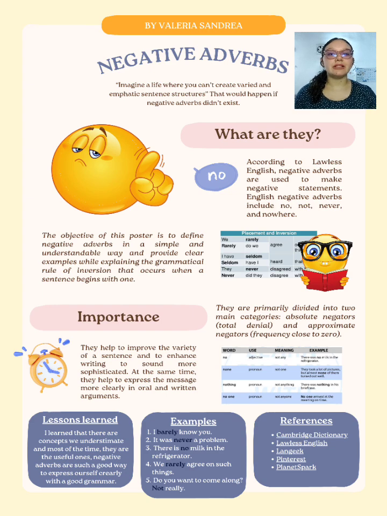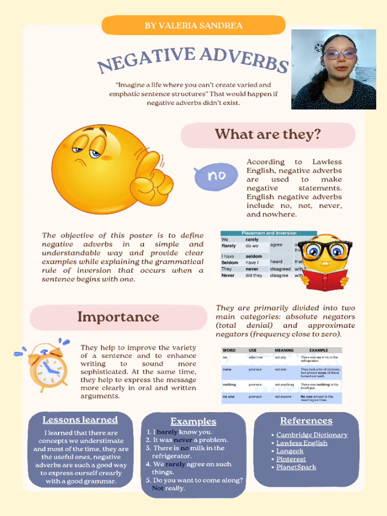They are primarily divided into two main categories: absolute negators, total denial, and approximate negators, frequency close to zero. The most common negative adverbs are adverbs of frequency, like never or rarely, which tell us how often something doesn't happen. There are also limiting adverbs like hardly or barely, which indicate that something almost doesn't happen.